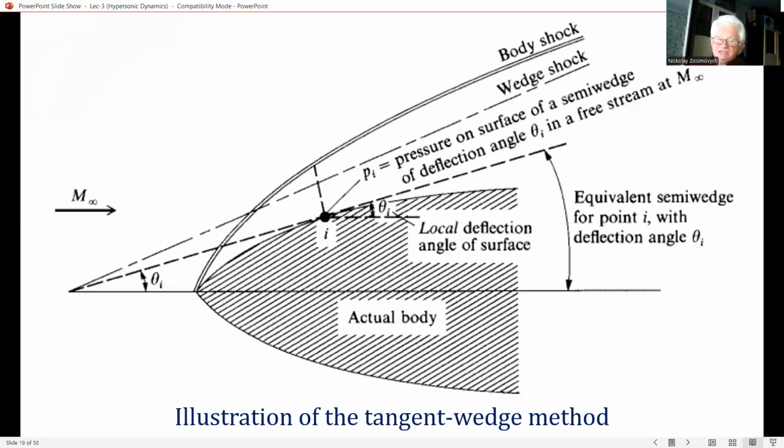So, the tangent wedge approximation assumes that the pressure at point i is the same as the surface pressure on the equivalent wedge at the free stream Mach number M infinity. That is, p sub i at this point is obtained directly from the exact oblique shock relation for a deflection angle of theta sub i and the Mach number as we have.